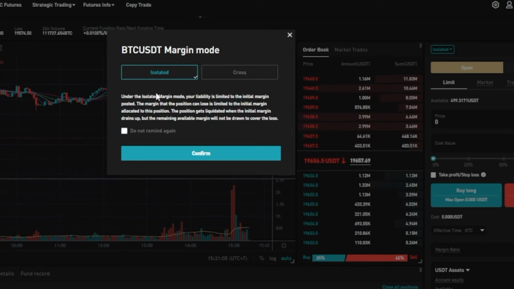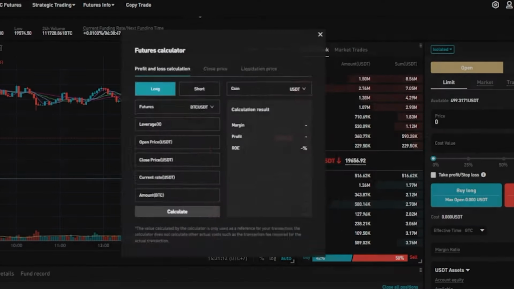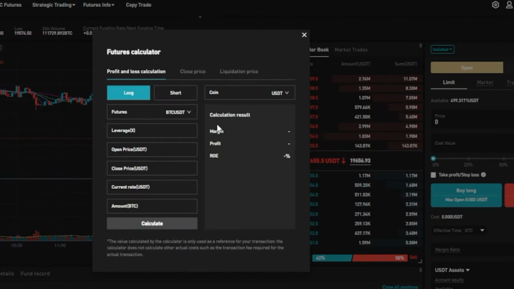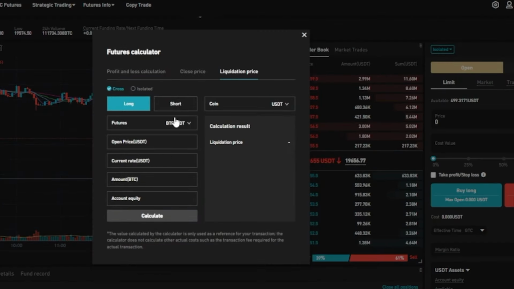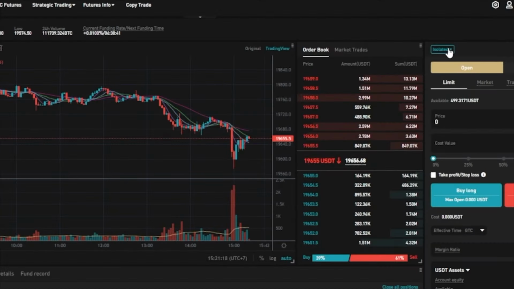This is why Bitget offers two types of margin modes as well as a futures calculator, so you can calculate your take profit and stop loss levels easily. If you're a beginner, I don't recommend anything higher than 10x.